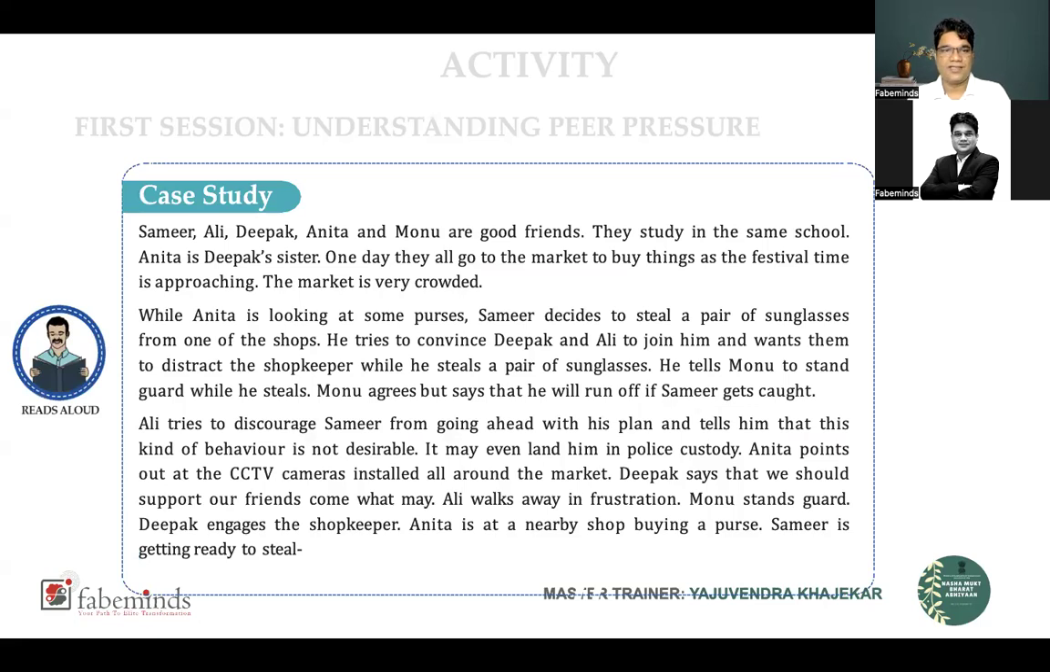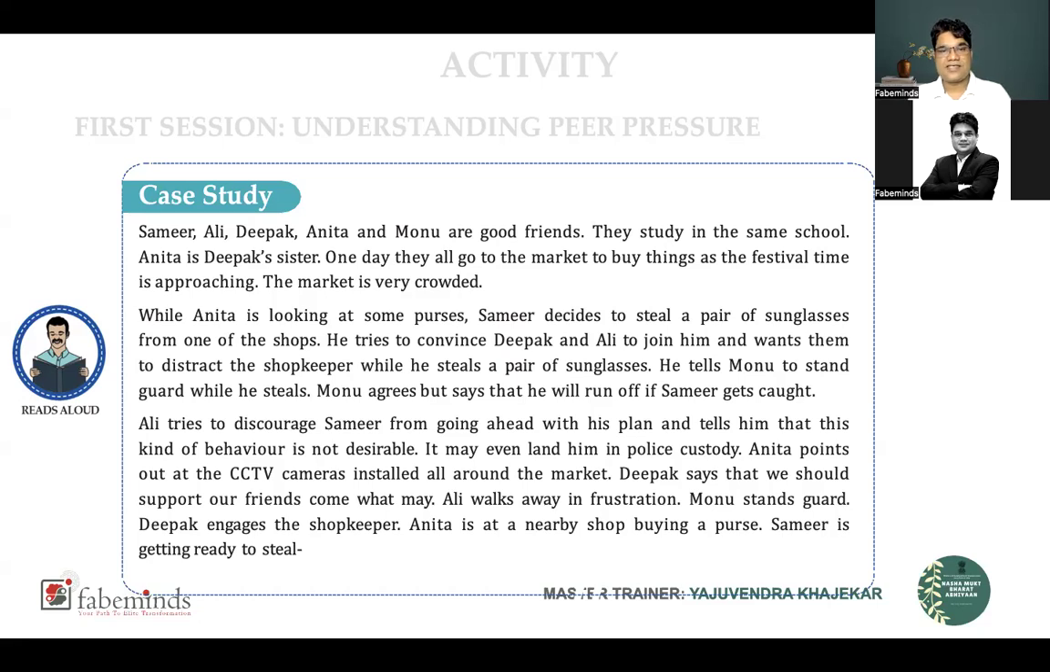Okay, so it's a case study. Samir, Ali, Deepak, Anita and Monu are friends. They study in the same school. Anita is Deepak's sister. One day, they all go to the market to buy things as the festival time is approaching. The market is very crowded. While Anita is looking at some purses, Samir decides to steal a pair of sunglasses from one of the shops. He tries to convince Deepak and Ali to join him and wants them to distract the shopkeeper while he steals a pair of sunglasses. He tells Monu to stand guard while he steals. Monu agrees but says that he will run off if Samir gets caught.